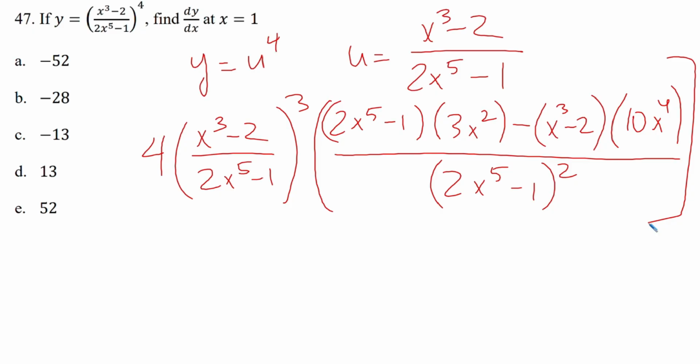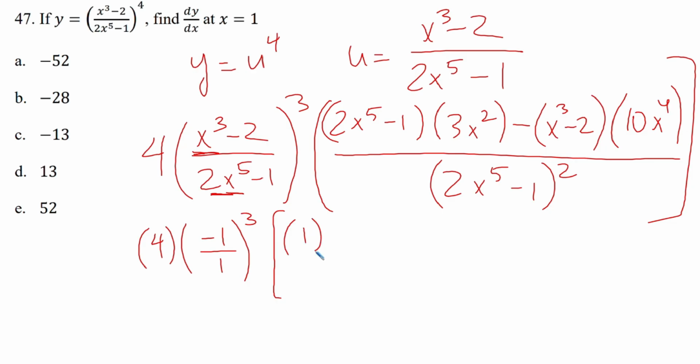And now we just need to evaluate this at x equals 1. So 4 is just 4. 1 cubed for our x cubed here is 1, minus the 2 gives us negative 1. And in the denominator, we have 1 to the fifth is 1, times 2 is 2, and then minus the 1 is 1. So we have 4 times negative 1 cubed. And then over here on the other side, the 2x to the fifth minus 1 is 1 again. 3x squared when x is 1 is equal to 3. x cubed minus 2 is equal to negative 1 when x is 1.